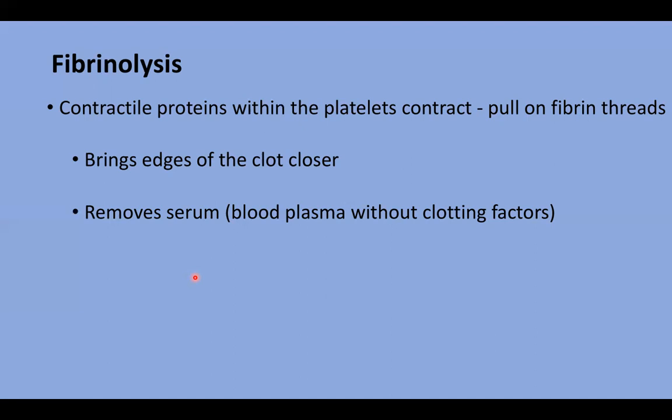So think of sewing up a hole, like if you have a rip in your clothes and you're sewing it up, when you pull the thread, what does it do? It pulls the sides of the material closer together, closing up that hole. It's exactly what these contractile proteins are going to do. So it brings the edge of the clot closer, and it's also going to remove any serum. It's going to squeeze the cells that are caught in that fibrin mesh together, and it's kind of going to wring out any fluid that has been stuck inside of the fibrin mesh.